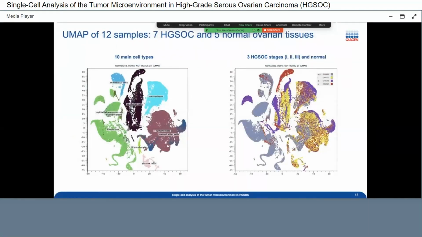So what we get is a UMAP. And the UMAP is basically here a 2D. I could show you a 3D, but it's a 2D representation of what are the cell types that are represented in that cancer and normal ovarian tissues. So here I simplify for the sake of the presentation. We have roughly 10 main cell types, and there is more. The paper described a little bit more because they went a little deeper.